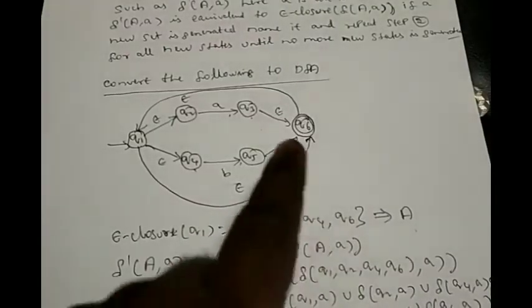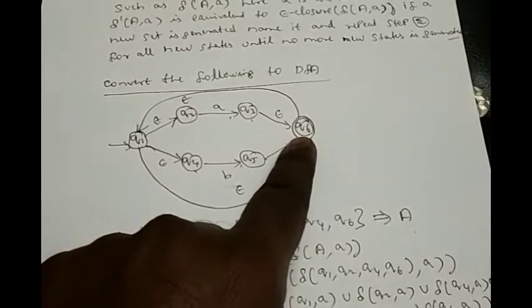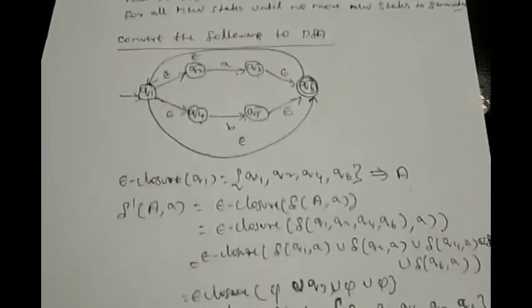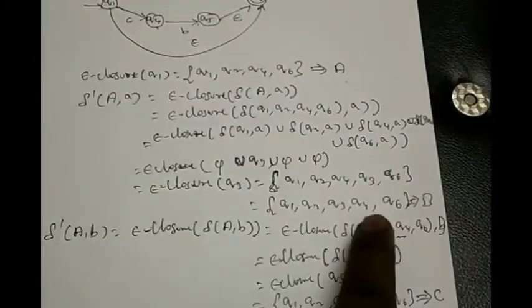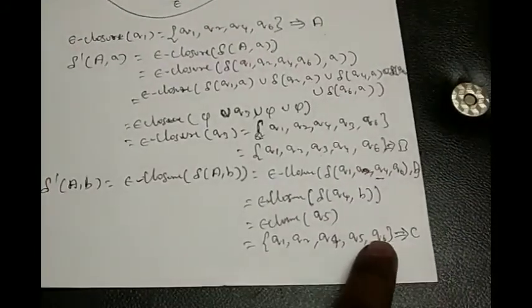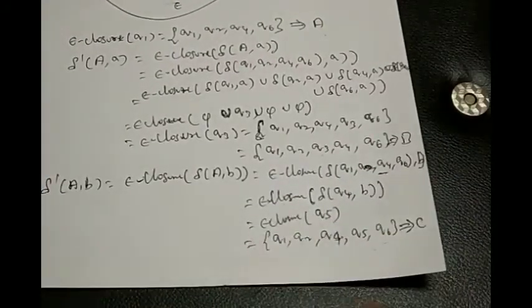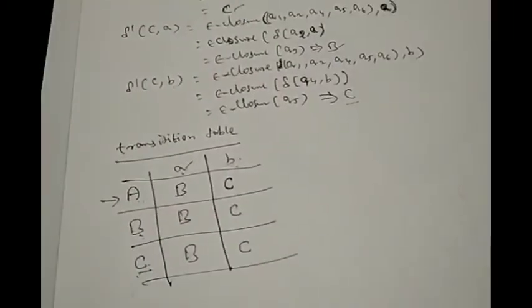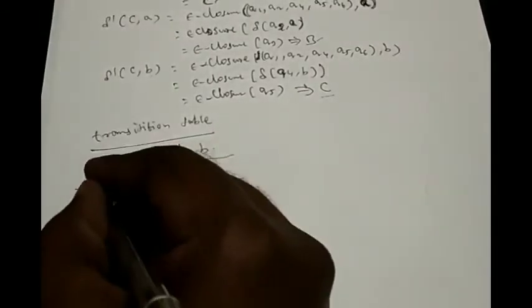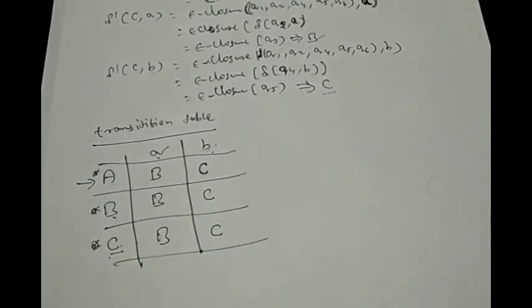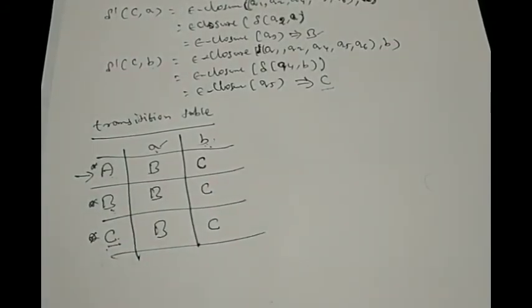And now the next question is, which is the final state? So wherever Q6 exists, Q6 is called a final state. In which set actually does Q6 exist? So Q6 exists in A, Q6 also exists in B, and Q6 also exists in C. Okay, that means wherever Q6 is existing, all those states are called final states. So it means in this case everything is a final state. So I put a star here, I put a star here, and I put a star here. Okay, all these are called final states.